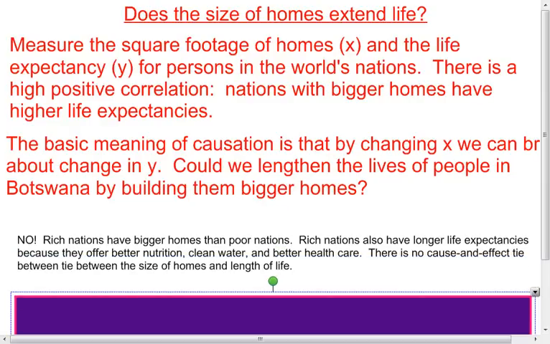We can't build people bigger homes. The reason that probably they live longer is because if you have more money to build a bigger home, you also have more money to go to the doctor, to take care of yourself, to buy yourself some good food. You're probably able to drink clean water, some of those other kinds of things. Okay, you probably have time to exercise a little bit, all that good stuff.